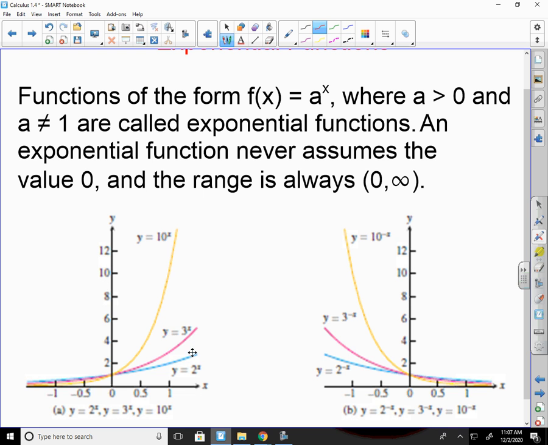And I would draw these graphs, at least just one of them. Like I'd just do the 10 to the x graph. And then over here, 10 to the negative x.